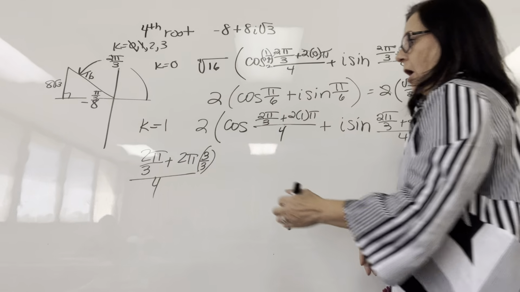Okay, let's figure this out. So it's 2 pi over 3 plus 6 pi over 4. Common denominator, 18 and 2 is 20. Yes. 20 pi over 3 all over 4. That becomes 1, that becomes 5. 5 pi over 3. All right, so it's 2 cosine 5 pi over 3 plus I sine 5 pi over 3.